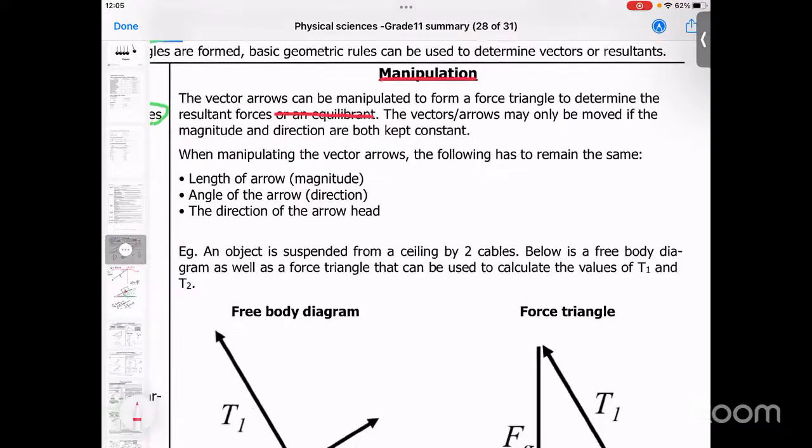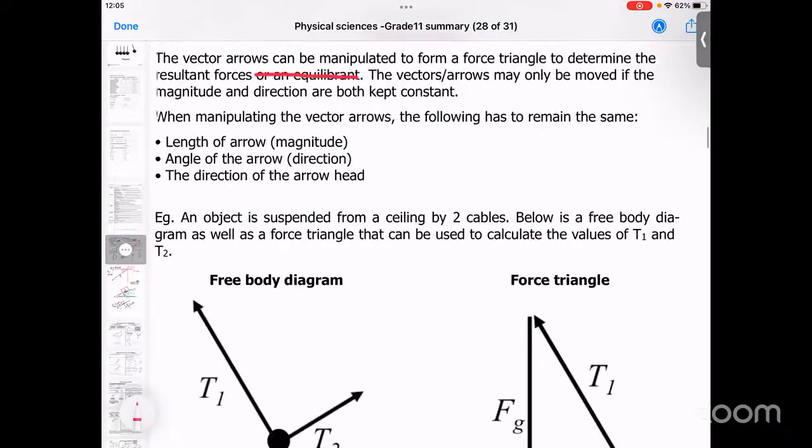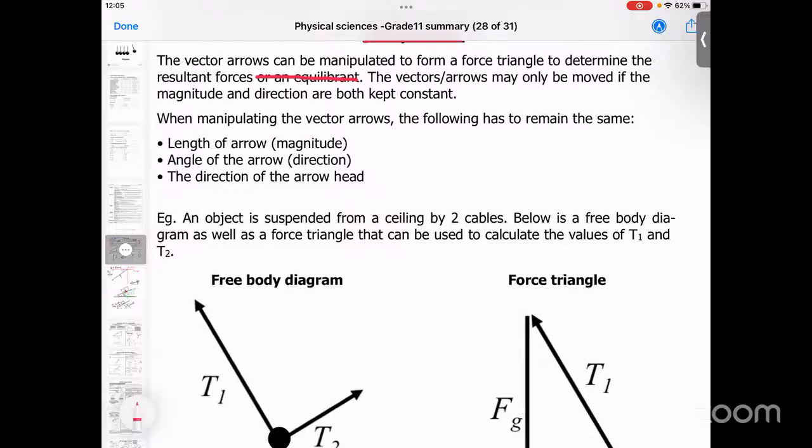Sometimes when you study on your own, you read a statement and it doesn't make sense, or you wonder, should I cram this? Or am I supposed to know this? Just read it and leave it as it is. Just be aware that there are vector arrows which can be manipulated to form a triangle to determine the resultant force. Then leave it at that. The vectors or arrows may only be moved if the magnitude and direction are kept constant, both of them.